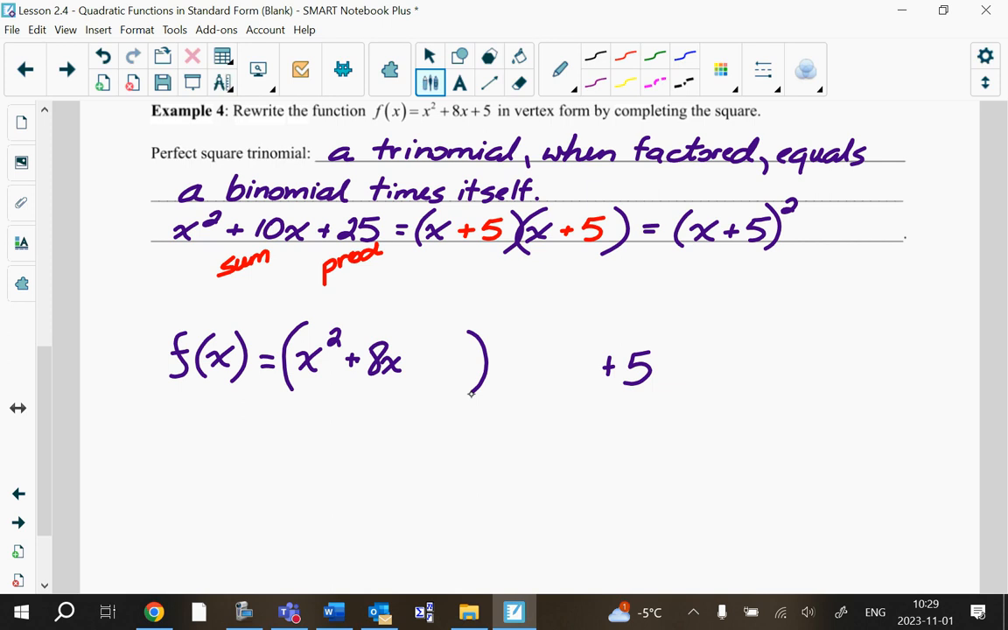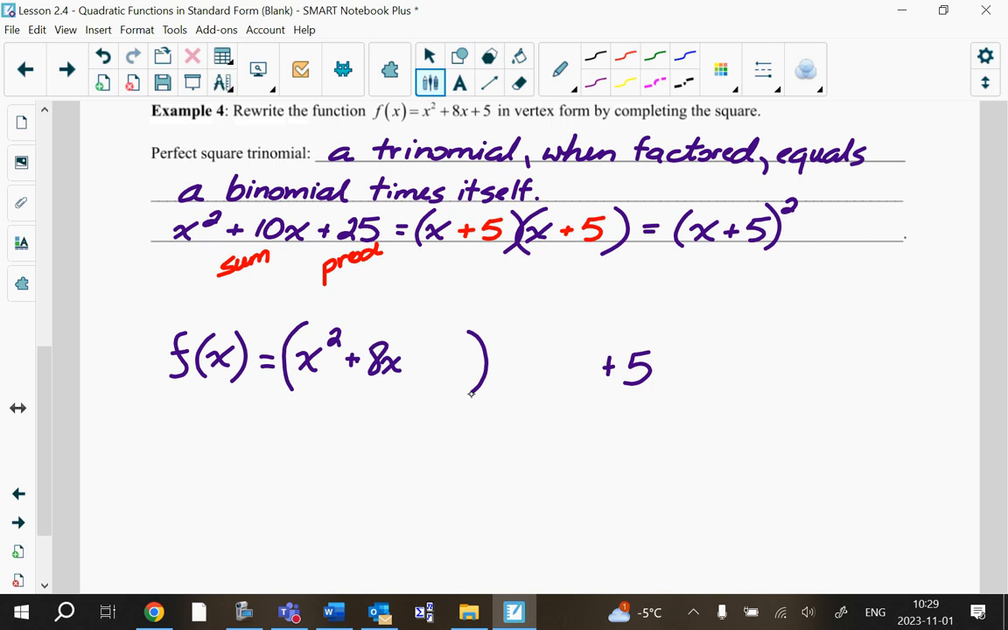Yeah, this is a challenging one. To figure out what this number is, I would take half of this. So I'm going to take 4. Or sorry, if I take half of this, I get 5, right? What do I do to 5 to get 25? Times it by itself. Excellent.